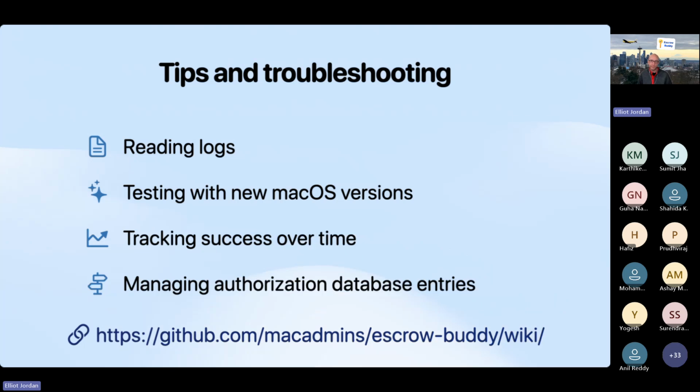As well as managing the authorization database entries. Some macOS versions will reset the authorization database, including Escrow Buddy. So you can see my blog post for details on fixing this, but it's just something you have to build into your Jamf Smart Group or EA. If you're deploying with Munki, you have to make sure that your install check script detects that condition. So yeah, that's all in the wiki.